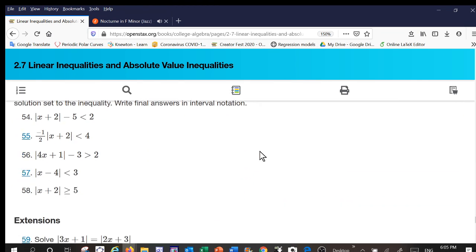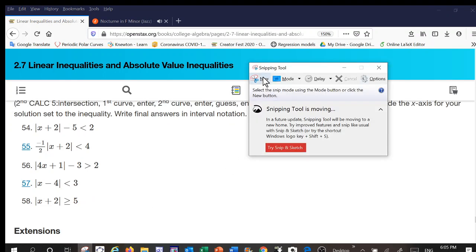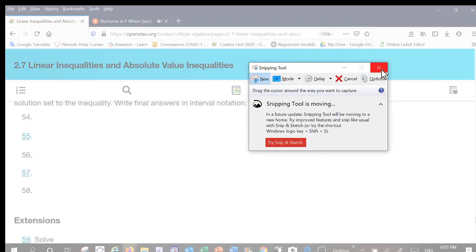Now, we could solve equations using our calculator. So let's say I want to solve this equation right here. Let's do it by hand.